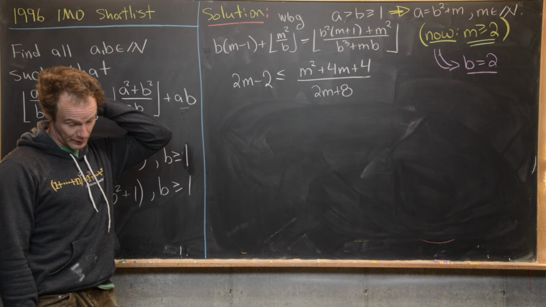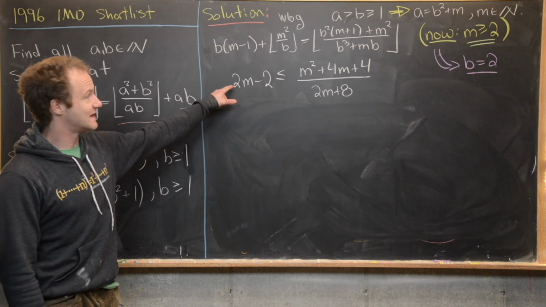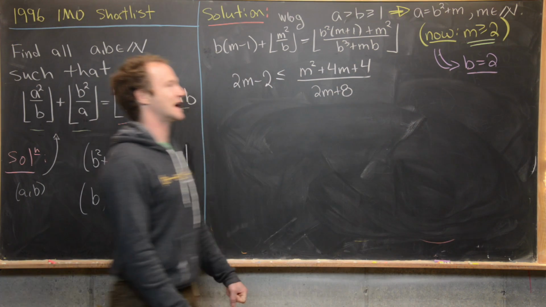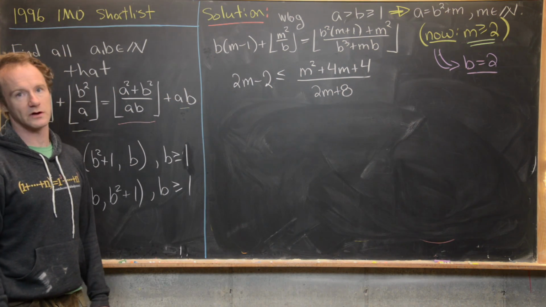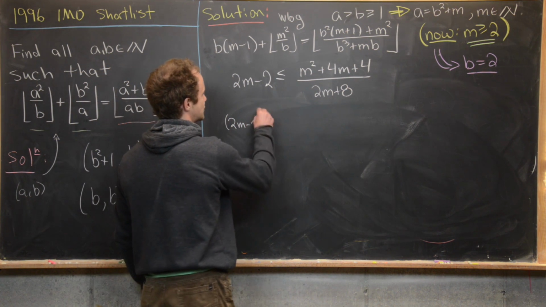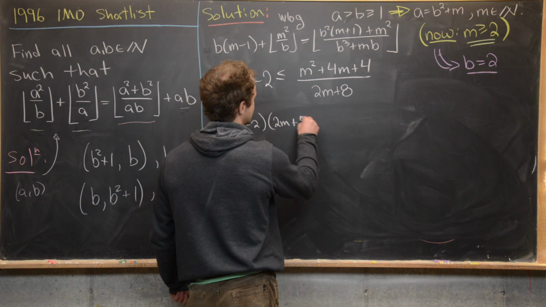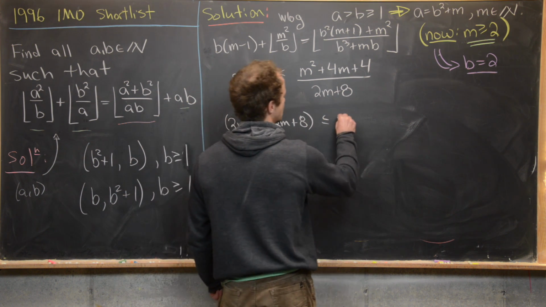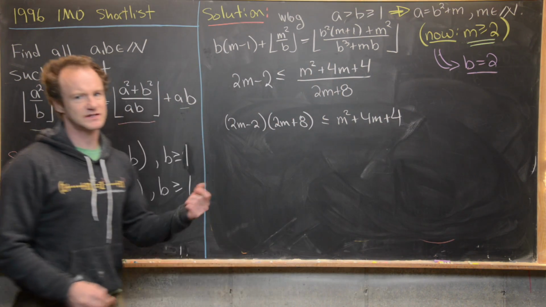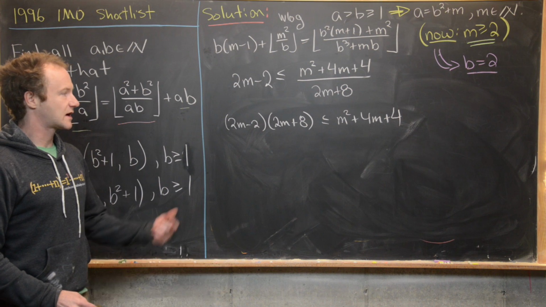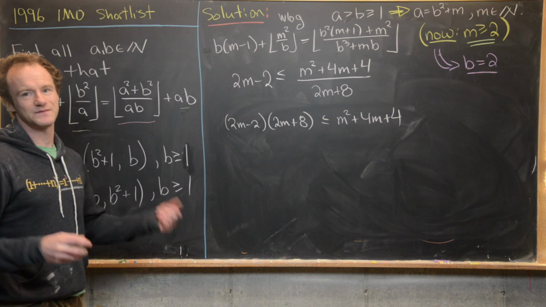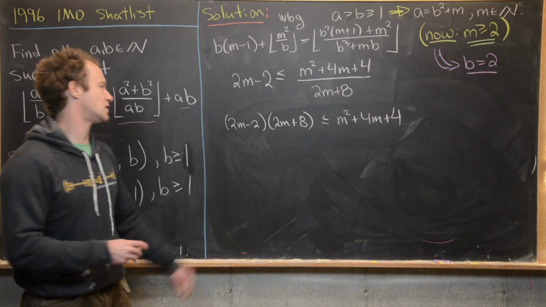So I just want to reiterate, we want to find all of the m values that satisfy this inequality while simultaneously satisfying the inequality that they are bigger than or equal to 2. Okay, so let's get to it. We've got 2m minus 2 times 2m plus 8. That needs to be less than or equal to m squared plus 4m plus 4. We're going to just do standard calculations here involving quadratic functions. It's really not anything too fancy. So let's multiply this out.